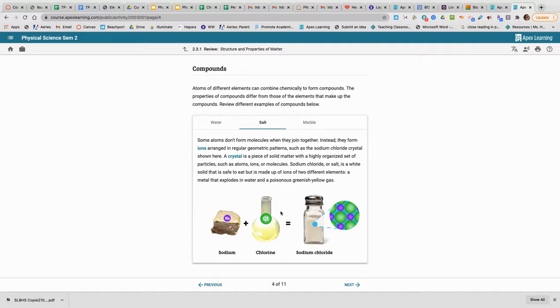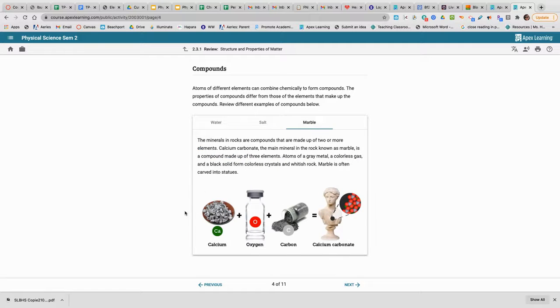Again, just driving home the point that you can have two elements that have very, very different properties than the compound that they form. Here's the last one, marble. Marble is made up of three different elements: calcium, oxygen, and carbon. And they combine to form something called calcium carbonate, okay?